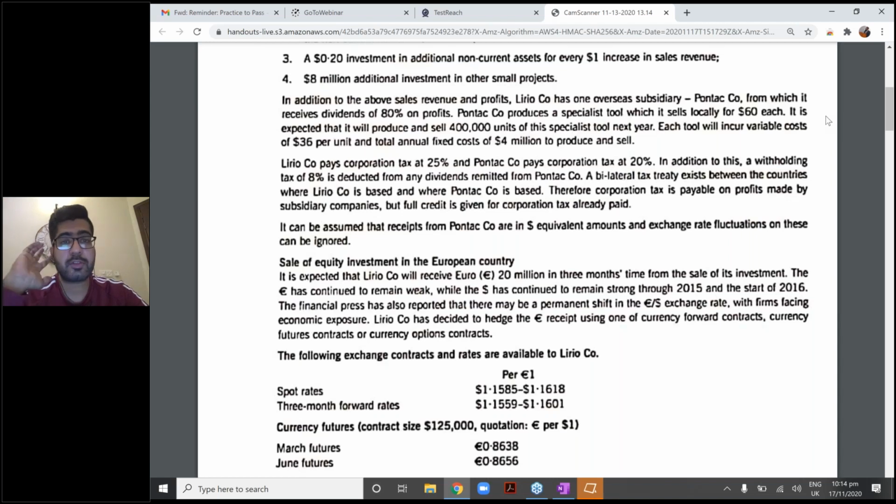In addition, a withholding tax of 8% is deducted from any dividends remitted from Pontac. A bilateral treaty exists between the two countries where Lirio is based and where Pontac is based. Therefore, corporation tax is payable on profits made by subsidiary companies, but full credit is given for corporation tax already paid. It can be assumed that receipts from Pontac are in dollar equivalent amounts, and exchange rate fluctuations on these can be ignored.